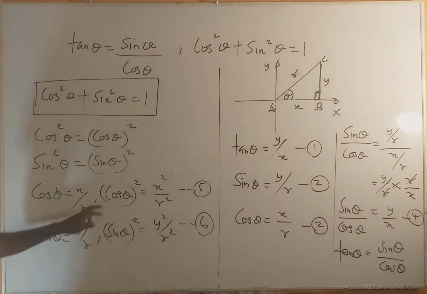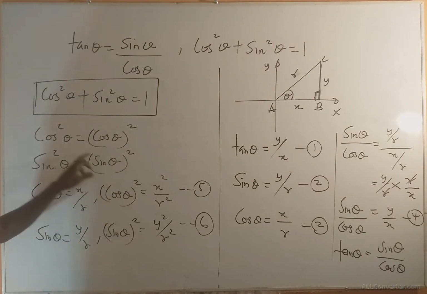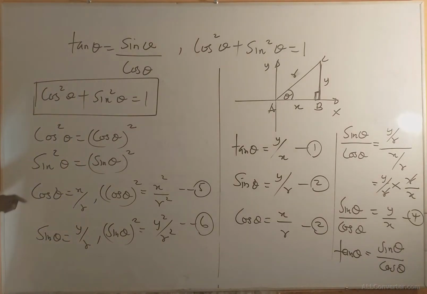Now we are saying that cos theta all square is the same as cos square theta, and sine theta all square is the same as sine square theta. So from the identity, we have cos square theta plus sine square theta. Now cos square theta is x square over r square, plus sine square theta, and sine square theta now is y square over r square.